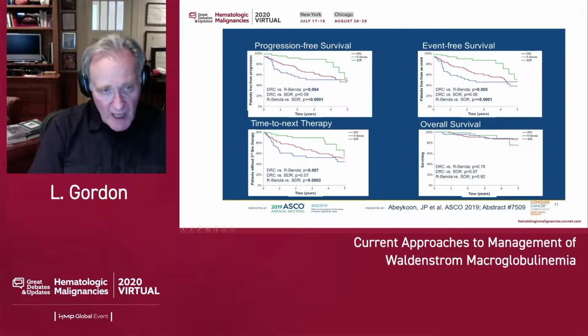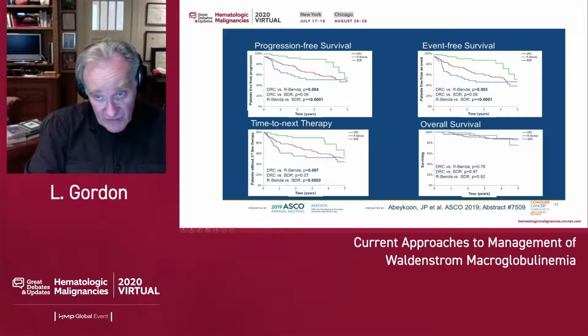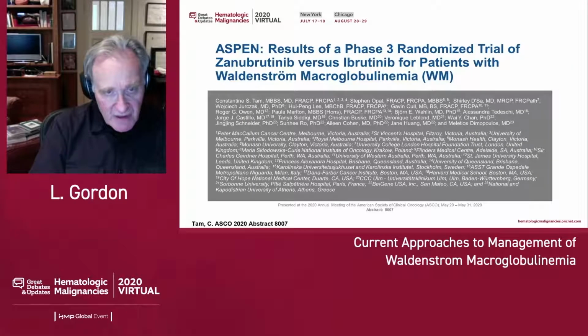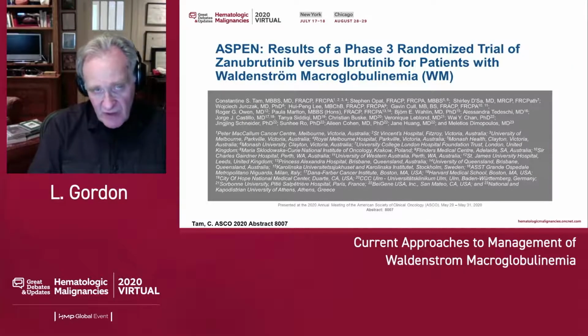And if you look at the bottom line on this study, if you look at the green curves, progression-free survival is Rituxan bendamustine, event-free survival, Rituxan bendamustine, and time to next therapy, Rituxan bendamustine. There is no difference, however, and this speaks to the good options for second and third line treatments in this disease, no difference in survival despite the better progression-free, event-free, and time to next treatment benefit. So I would say that based on these data, one can argue, and the Mayo Clinic group did, that bendamustine Rituxan might be their first treatment approach.